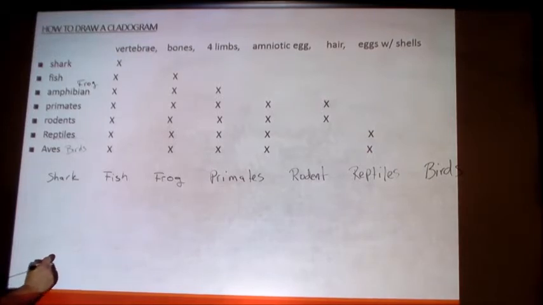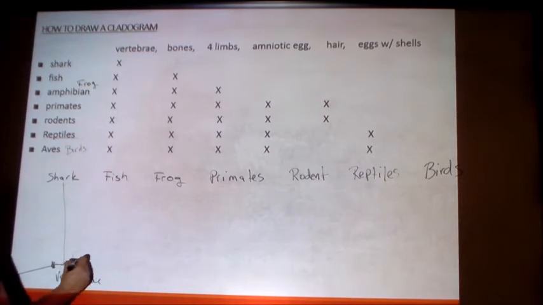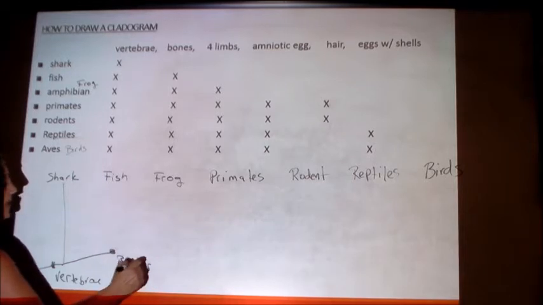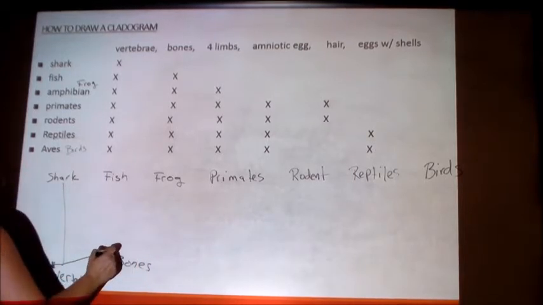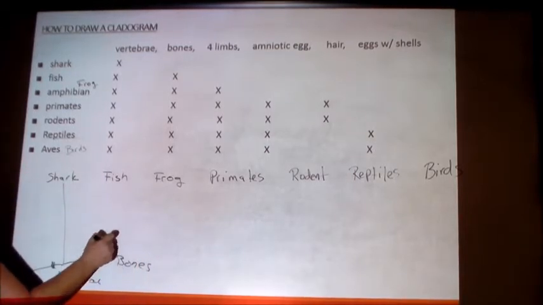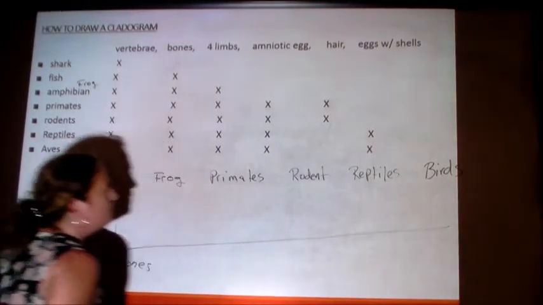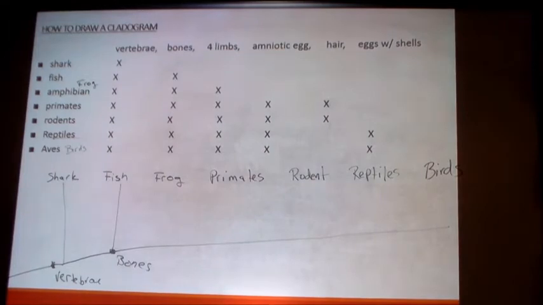So now, at this point, this is where we evolved a vertebrae. So whatever organism came before us, nobody had vertebrae. Then we had a vertebrae, and now we have sharks. Okay? Then at this point, this is where bones evolved. And so now everything from this point on is going to have bones, including fish, frogs, primates, rodents, reptiles, and birds.